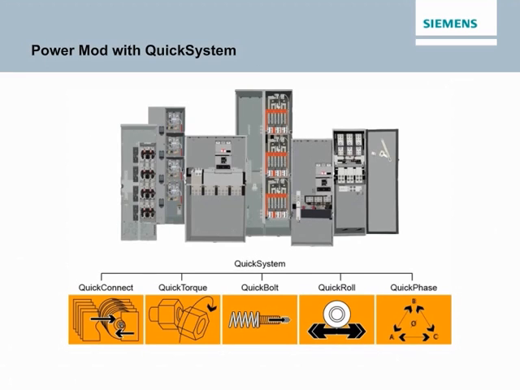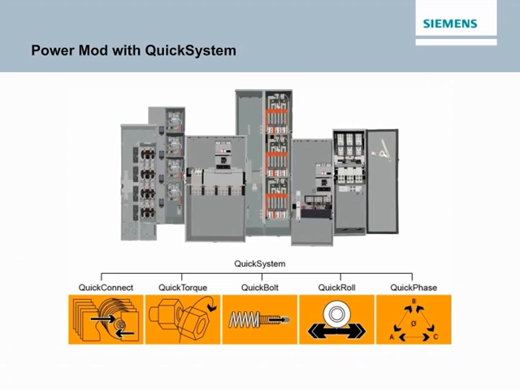Siemens PowerMod with Quick System modular metering includes an assortment of module types that can be configured to meet a wide range of residential and commercial group metering applications. For example, a typical application requires a main device module and one or more residential and/or commercial meter stacks. Depending on the application, additional modules such as a pull box, tap box, or spacer may also be required.